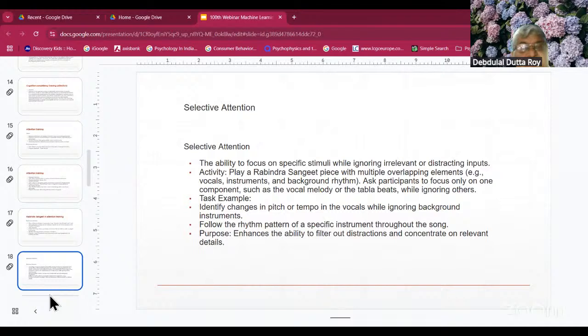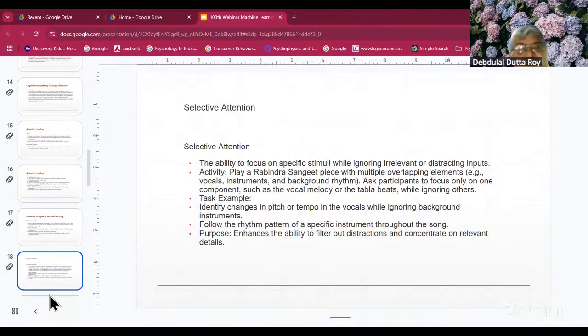Selective attention, the ability to focus on specific stimuli while ignoring irrelevant or distracting inputs. Activity: play a Rabindra Sangeet piece with multiple overlapping elements, for example, vocals, instruments, and background rhythm. Ask participants to focus only on one component, such as vocal melody or the tabla beats, while ignoring others. Task example: identify changes in pitch or tempo in the vocals while ignoring background instruments. Follow the rhythm pattern of a specific instrument throughout the song.